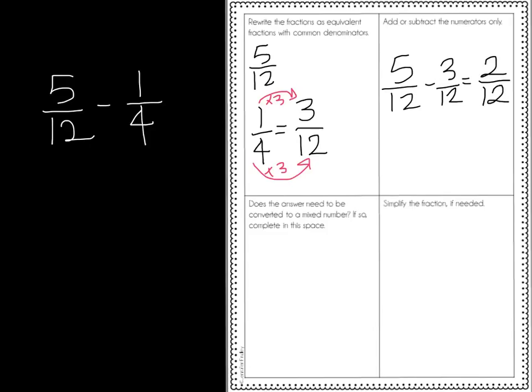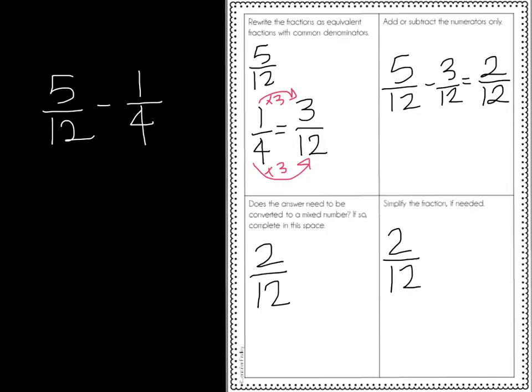My answer is 2/12. My next step is to stop and think, does my answer need to be converted to a mixed number? Now let's see. Does 2/12 represent a quantity greater than 1 whole? I know that 2/12 is smaller than a whole, in fact much smaller than a whole, because my numerator is so much smaller than my denominator. My next step is to simplify the fraction if needed.